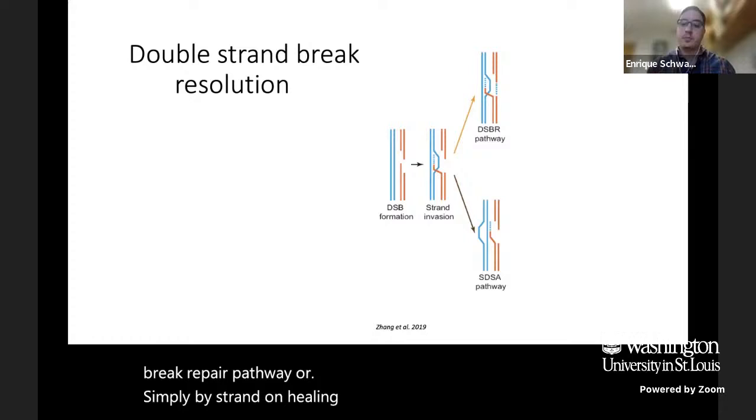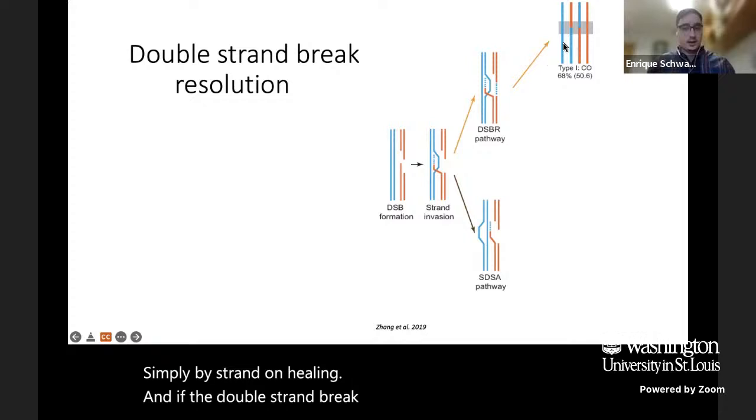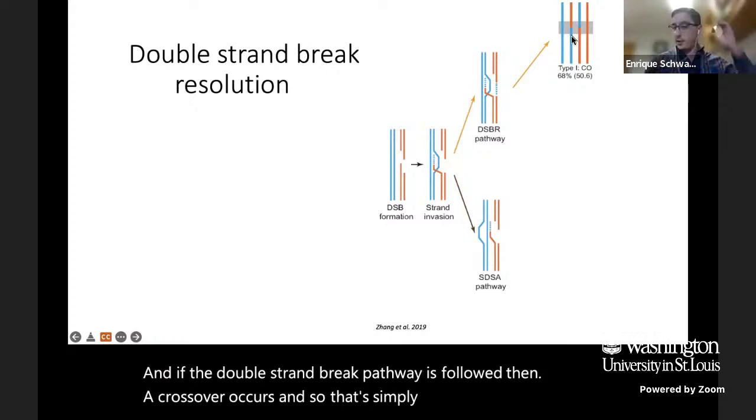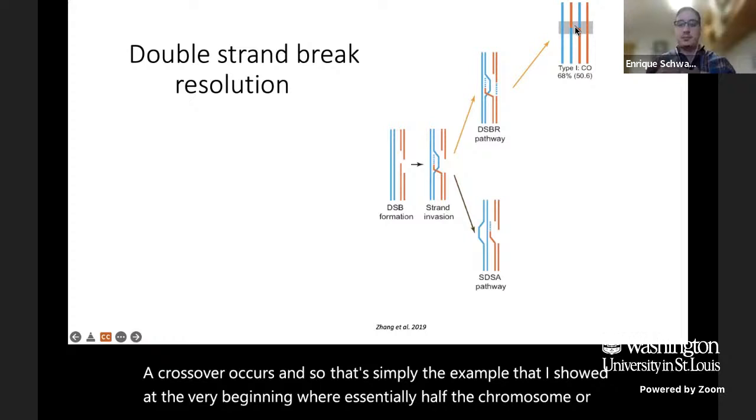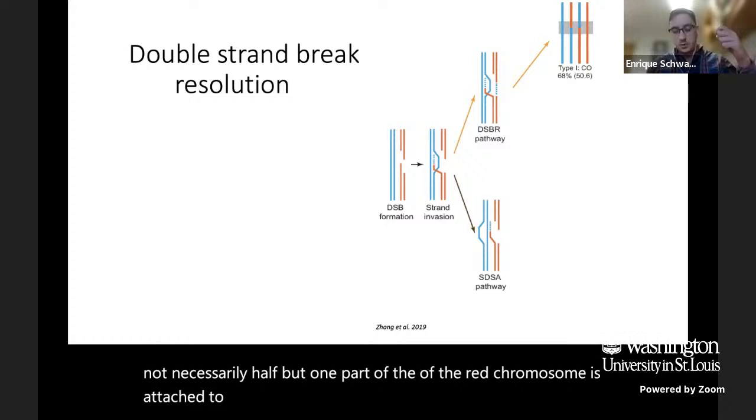If the double strand break pathway is followed, then a crossover occurs. And so that's simply the example that I showed at the very beginning, where essentially half the chromosome, or you know, not necessarily half, but one part of the red chromosome is attached to the rest of the blue, and one part of the blue is attached to the rest of the red.